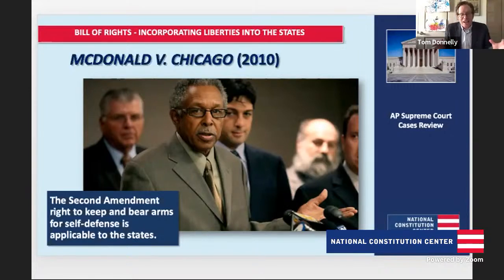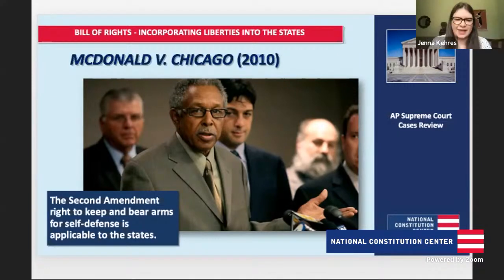But in the end, it's recognizing a core protection, a core individual right to keep and bear arms for the protection of one's home. And so again, that selective incorporation means that they're not all covered, but sort of case by case, the Supreme Court has incorporated those 10 amendments kind of one by one and applied them to the states.